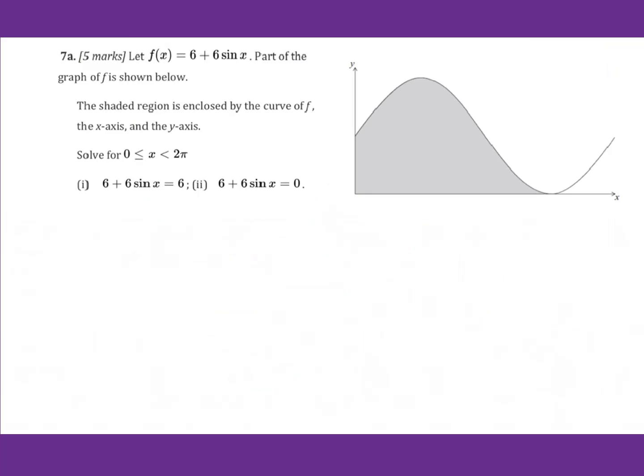Now let's go to 7a. Let f of x equal 6 plus 6 sine x. Part of the graph of f is shown below. The shaded region is enclosed by the curve f, the x-axis and the y-axis. So x is between 0 and 2 pi for these two equations. Let's figure out the range for 6 plus 6 sine x.